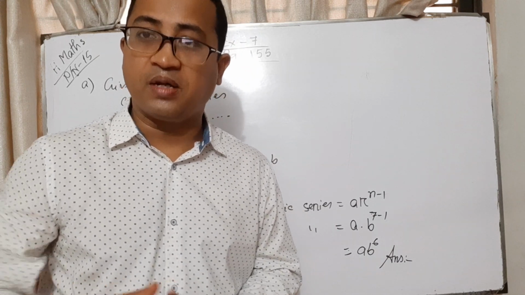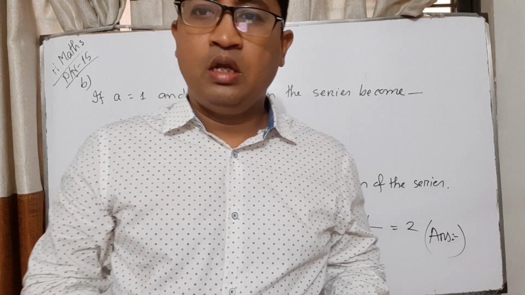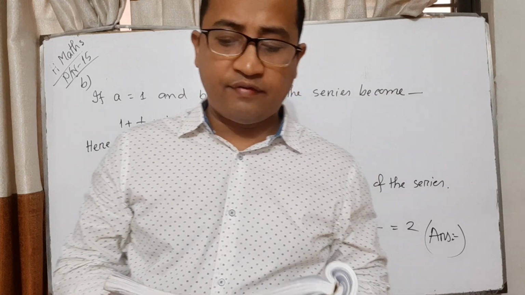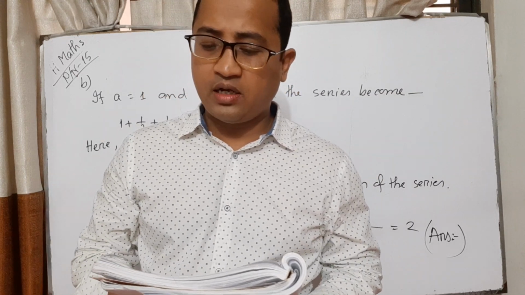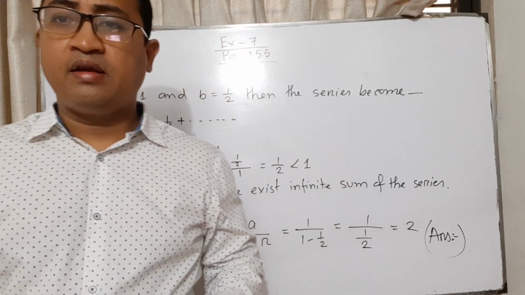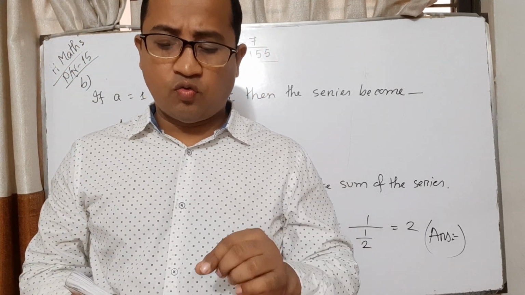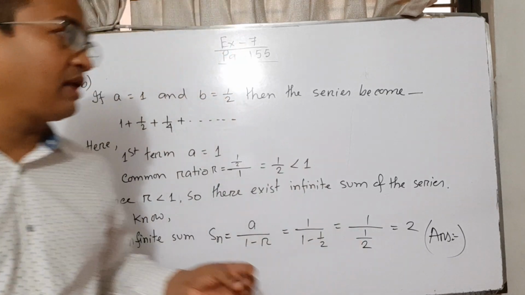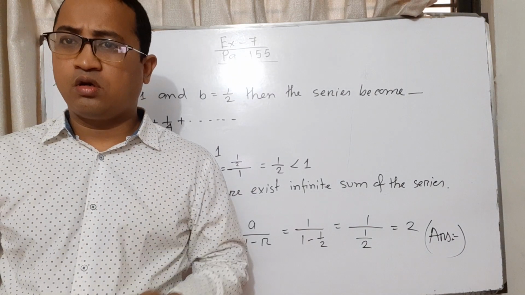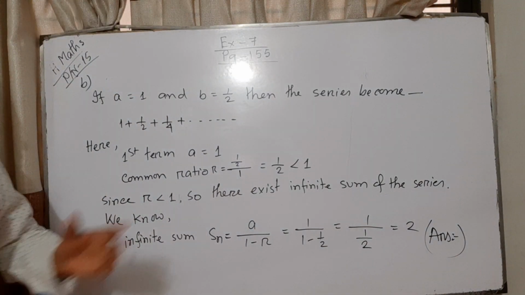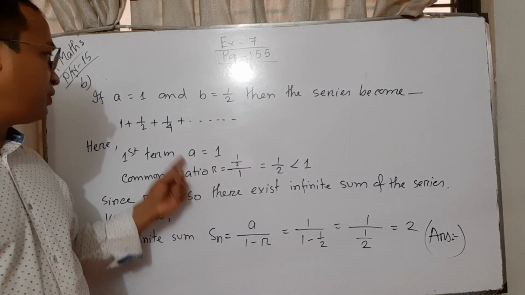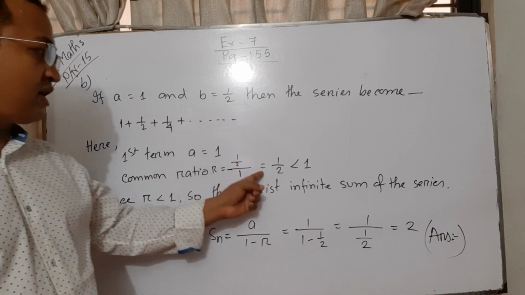Now question number 2. Look, if a equals 1 and b equals half, determine the sum to infinity of the series if it exists. Look here, if we place a equals 1 and b equals half, the series becomes like this: 1 plus half plus 1 by 4 plus dot dot dot. This is a geometric series. The first term of the series is 1, a equals 1. Common ratio will be second term divided by first term, that is half.